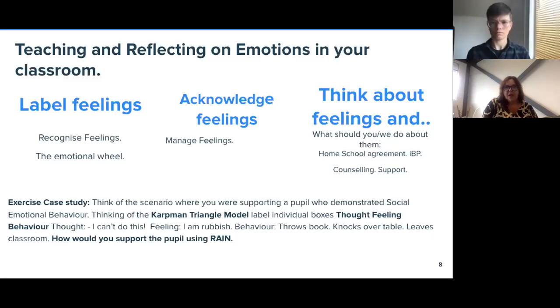So think of a scenario where you were supporting a pupil who demonstrated social emotional behaviour. So think of the characteristics that I spoke about before. Think about a pupil that you have worked with or currently working with. I'm going to go back working with in September. And thinking about the Karpman Triangle, label individual boxes. So write it down on your phone or piece of paper, old school.